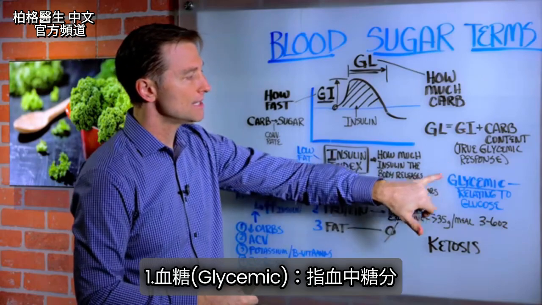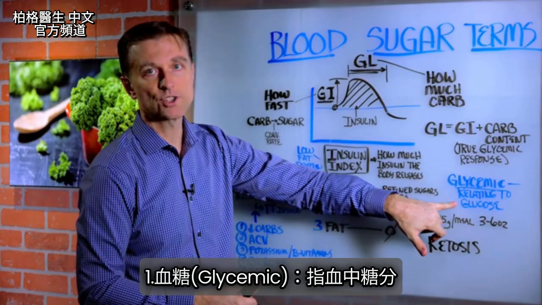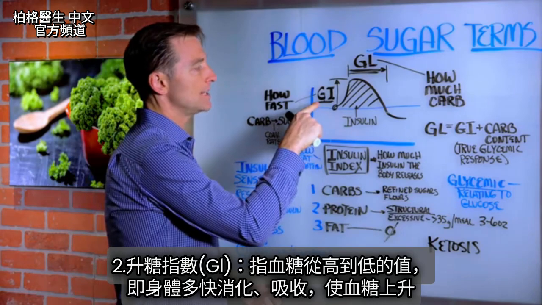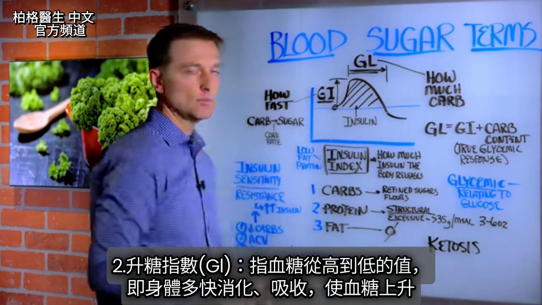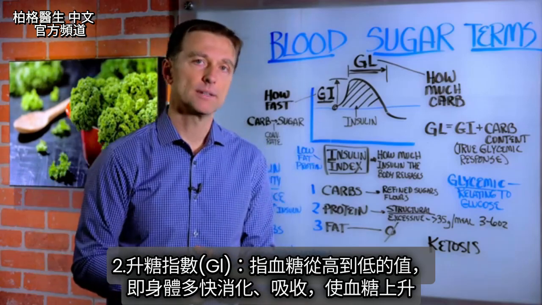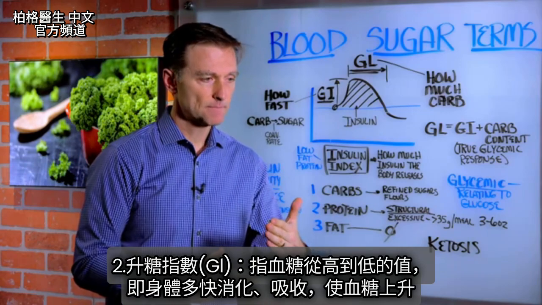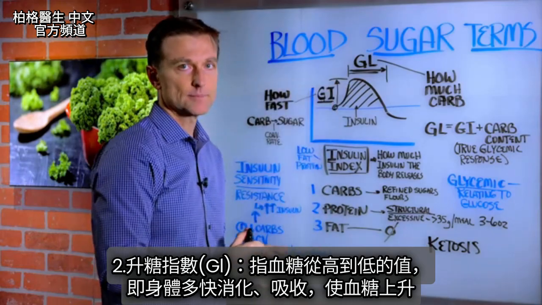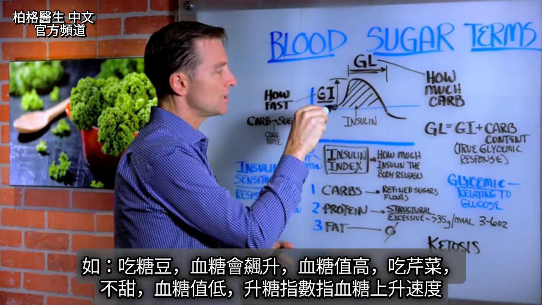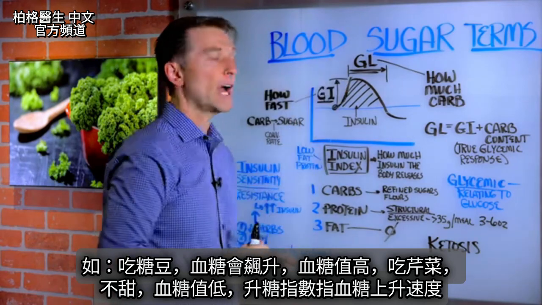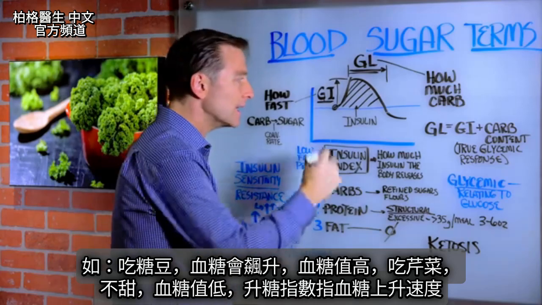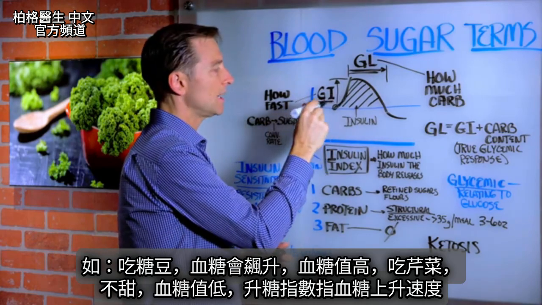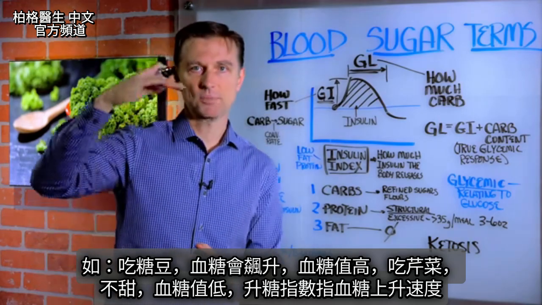Number one, the word glycemic means relating to glucose or sugar, okay? And when we're talking about glycemic index, we're talking about a scale from high to low of the measurement of how fast the body digests and absorbs and raises the sugar in the blood. So if we ate jelly beans, for example, it's going to spike up, and that would be very high on the list. If you ate celery, it's not very sweet, it's going to be very low.